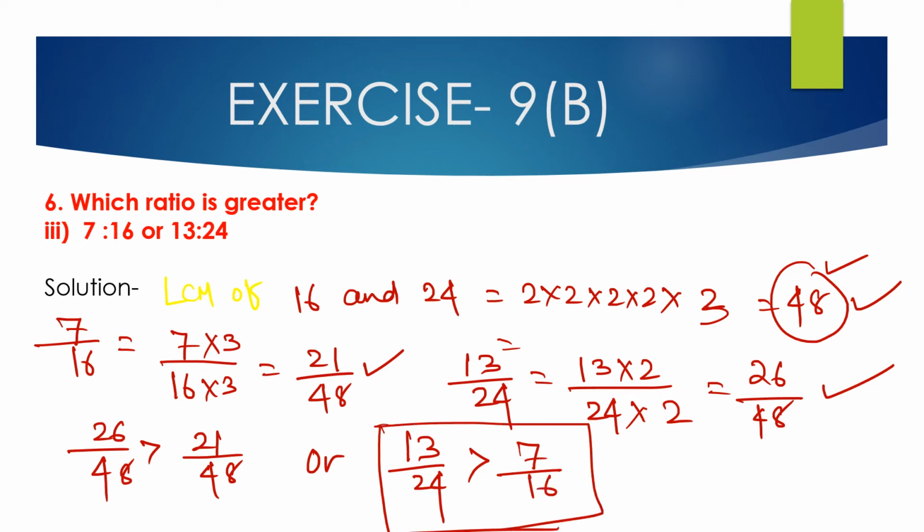Now 13 divided by 24 is greater than 7 divided by 16. 13 divided by 24 is the greater ratio. So between 7 is to 16 and 13 is to 24, 13 is to 24 is the greater ratio.